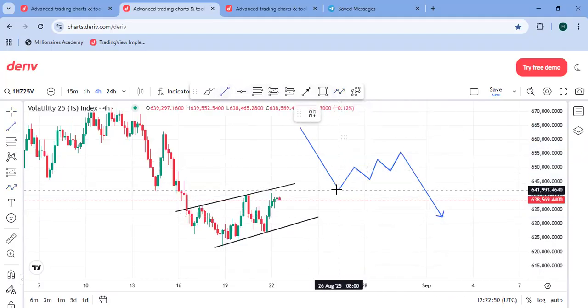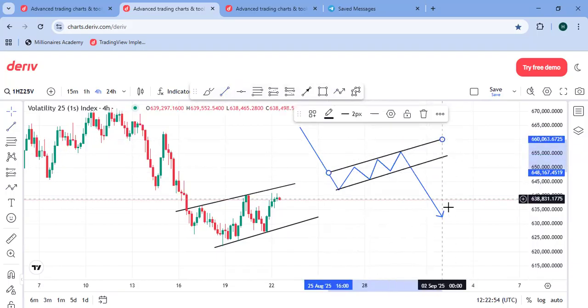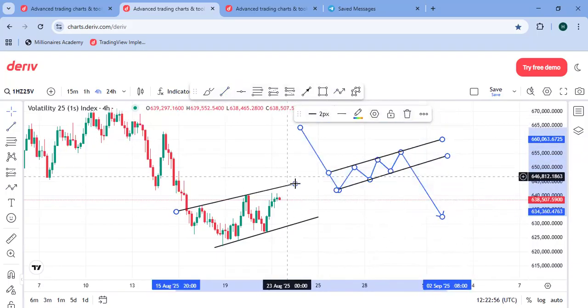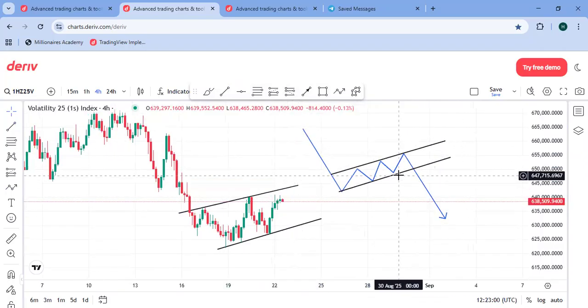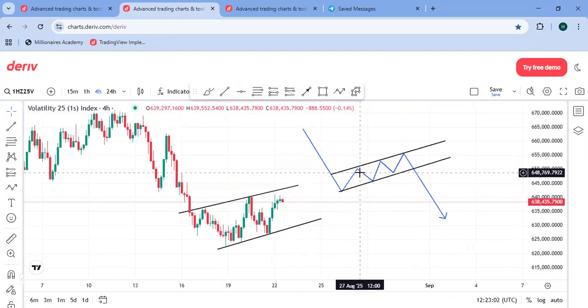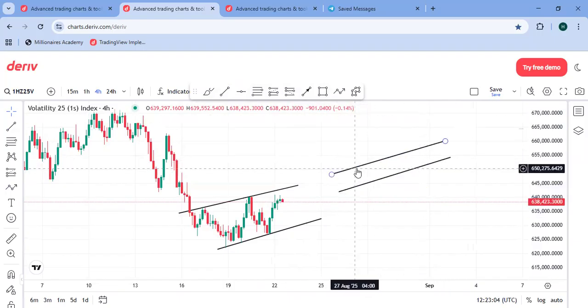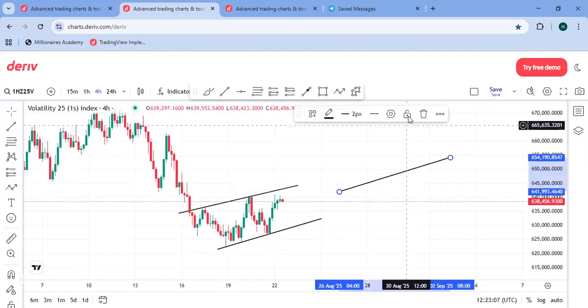So this is what I think the market is doing right now based on what we have here on the chart. All right, so for that reason, we'll be looking for opportunities to sell. We're looking for opportunities to sell this particular pair. So let's go into the structure properly.